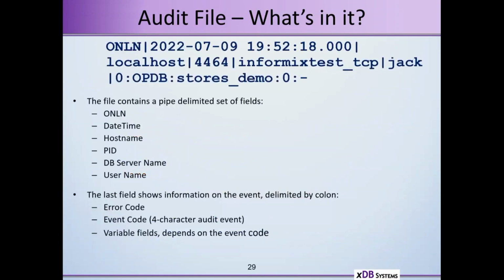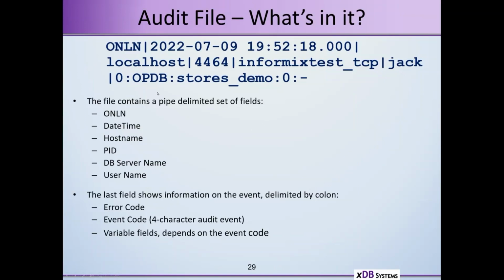Now, digging in a little bit further, looking at this line, we see it always starts the same way: ONLN, followed by a date timestamp, followed by the host name, the process ID, the DB server name, and the user. So all entries will follow this same format. Where it differs is the event that has been triggered. So that varies depending on which event it was.